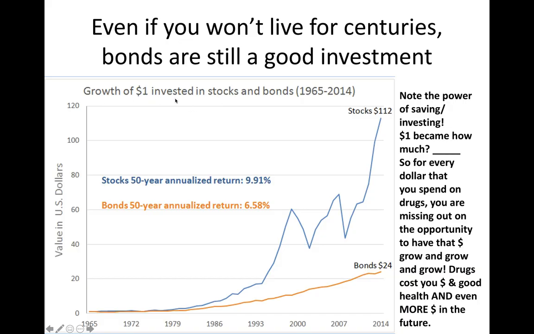Let's look at the growth of $1 invested in stocks and bonds from 1965 to 2014. It's about 50 years. Here you see that $1 invested in stocks would have grown to $112, about 10% growth rate per year. And if you put $1 in bonds, it would grow about 7% a year up to about $24. So look at the magic and power of saving and investing. $1 became how much? $112 in stocks, $24 in bonds.